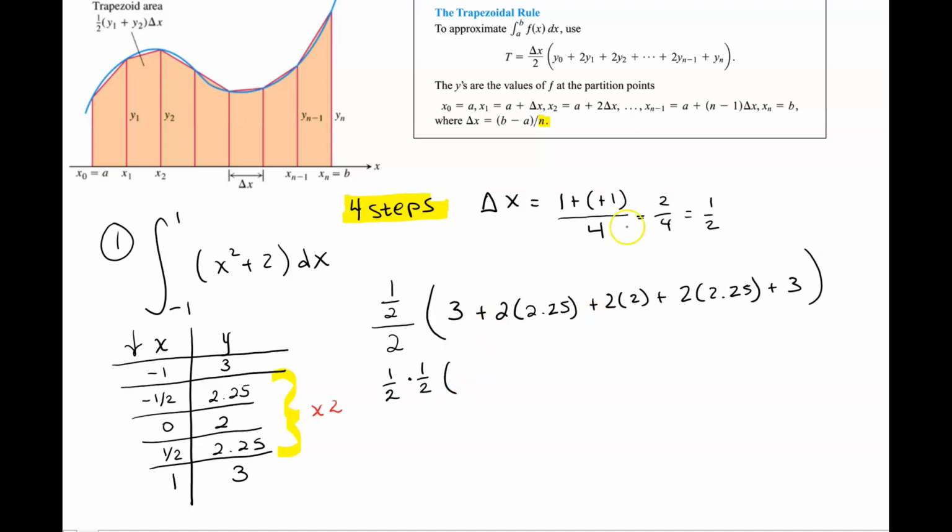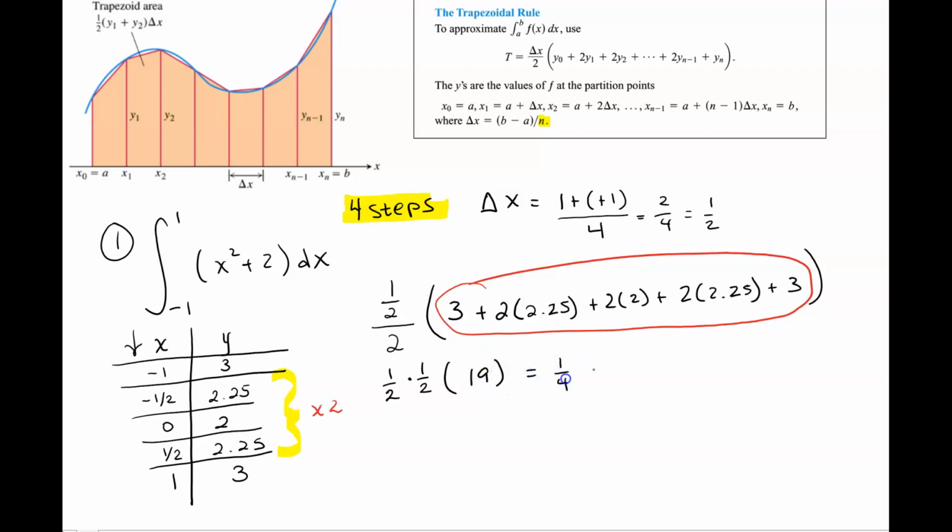And then when you take the sum of all of this data in between, what do you get? Well, you get a total of 19. So you end up with 1/4 times 19. So your answer here is 19/4. And this right here is the trapezoidal sum, using the trapezoidal rule. And so really there's nothing to it.